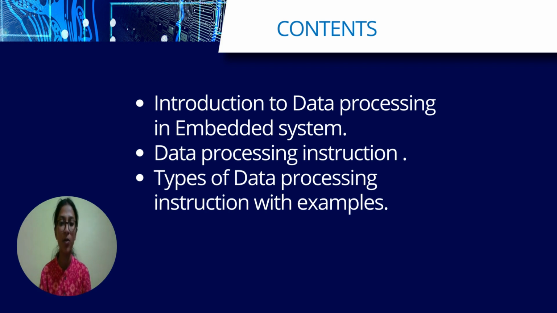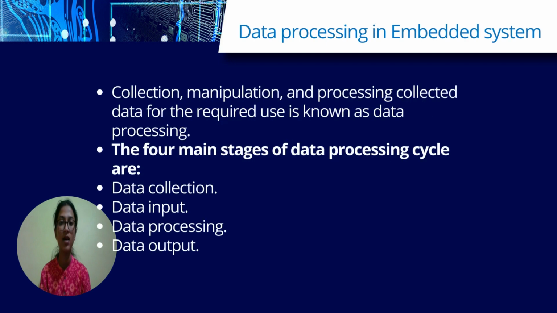Before getting into the topic, at first we need to know what is meant by data processing in embedded system. It's the collection, manipulation and processing of collected data for a required use, known as data processing. It's a technique normally performed by a computer. The process includes retrieving, transforming and classification of information. The four main stages of the data processing cycle are data collection, data input, data processing, and data output.